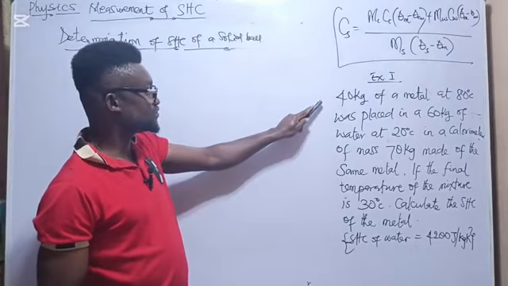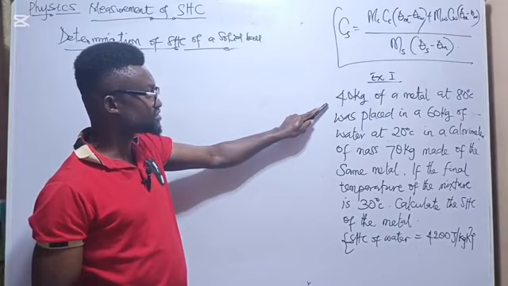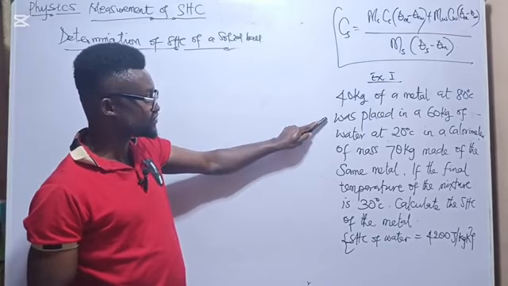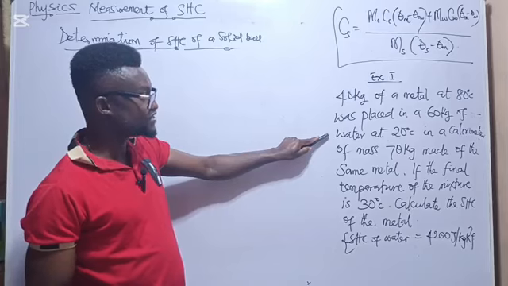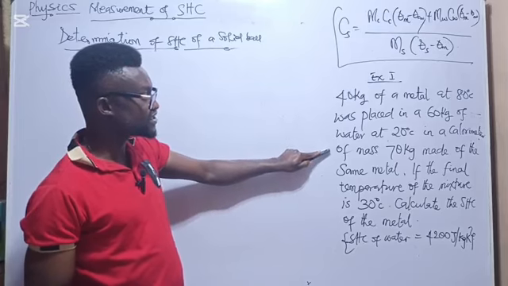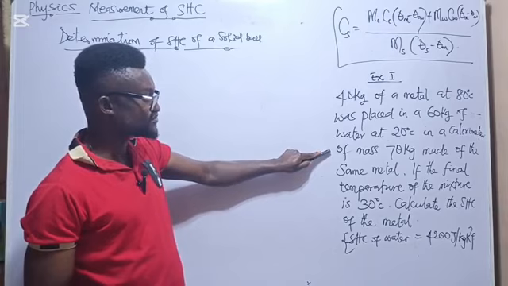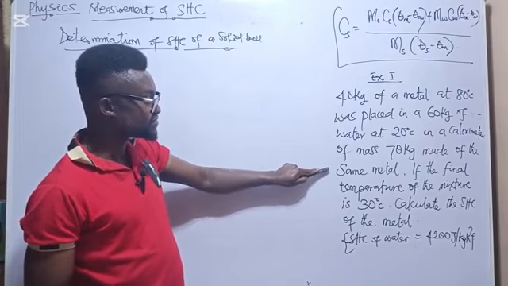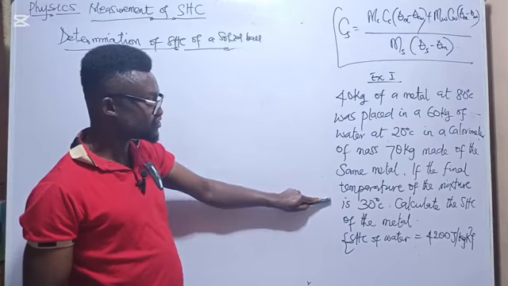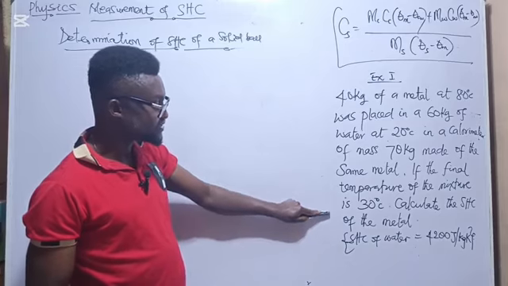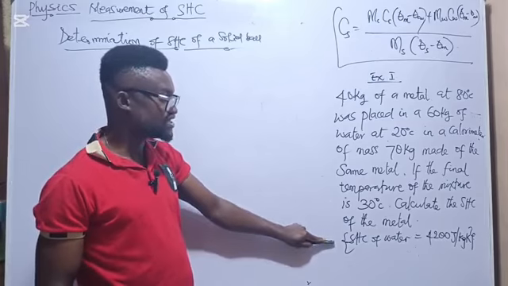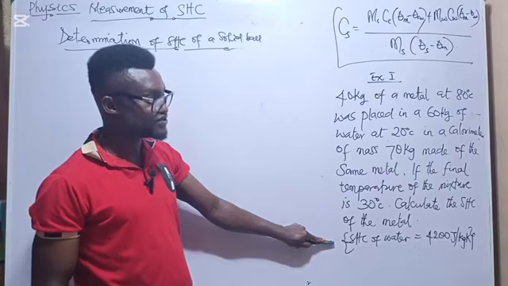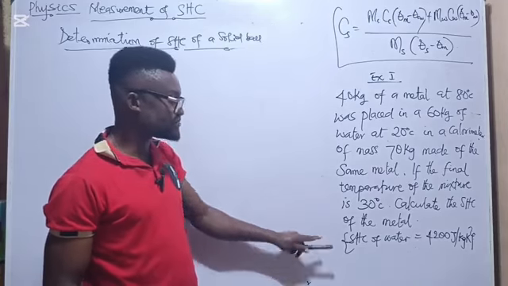So from the question, we have 40 kg of a metal at 80 degrees Celsius was placed in 60 kg of water at 20 degrees Celsius in a calorimeter of mass 70 kg made of the same metal. If the final temperature of the mixture is 30 degrees Celsius, calculate the specific heat capacity of the metal, given that the specific heat capacity of water is 4,200 joule per kilogram per Kelvin.